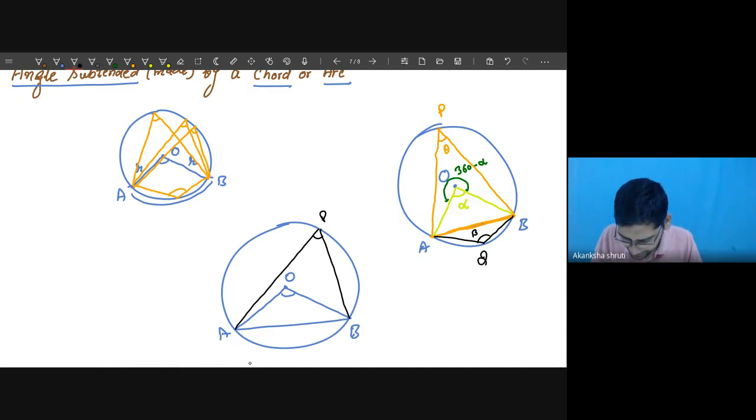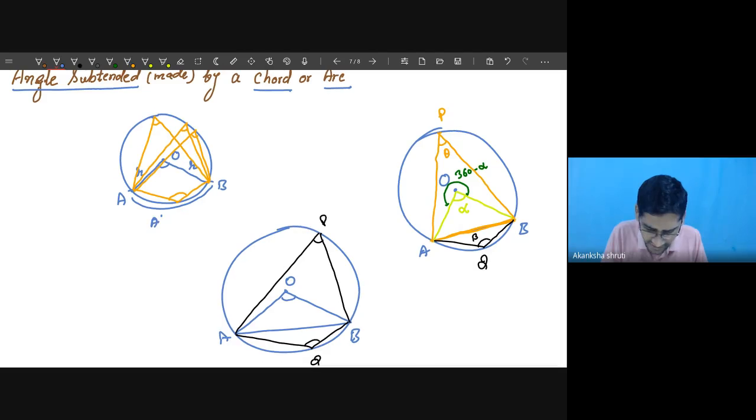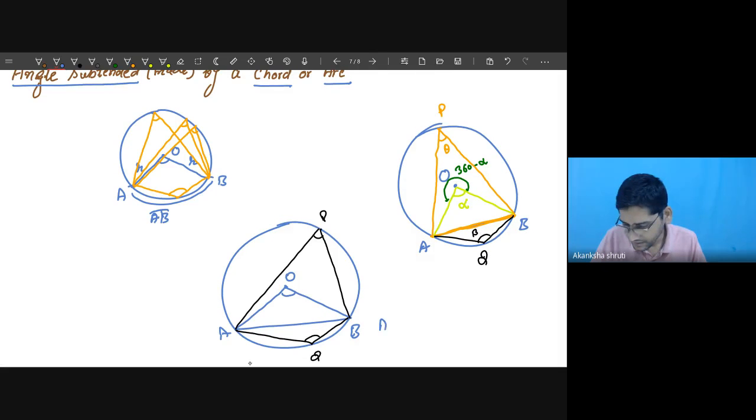Obviously all these angles will be different. We may take any point on the minor segment at Q. This is also another angle. Okay, this way different kinds of angles are formed. So here it is the arc AB, but here it is the chord AB.